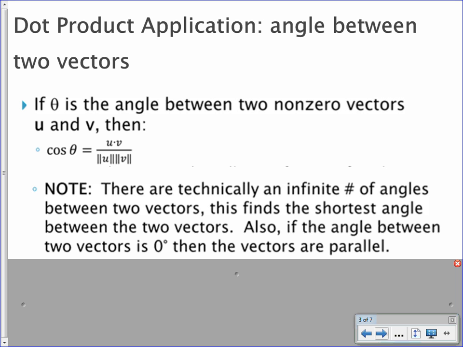When we punch inverse cosine into our calculators, what kind of angles do we get? Angles from what two quadrants? 1 and 2. So we're going to get an angle between 0 and 180. So it's going to find us the closest angle. Now, if the angle between the two vectors is 0, then that means we have parallel vectors. It doesn't mean that they're necessarily going in the exact same direction. They're either going in the same direction or opposite directions, but we say that they're parallel.